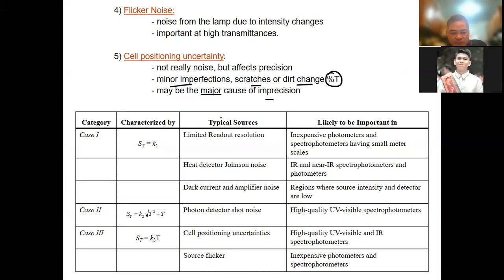Okay, so some of the things that you can have here, category 1, characterized by K1, so you have a limited readout resolution. So it's likely to be important in inexpensive photometers and spectrometers having small meter scales. And then you have the heat detector Johnson noise. So this is applicable in IR and near IR photometers. And then you have the dark current and the amplifier noise. So these are the regions where the source intensity and detector response are usually low.